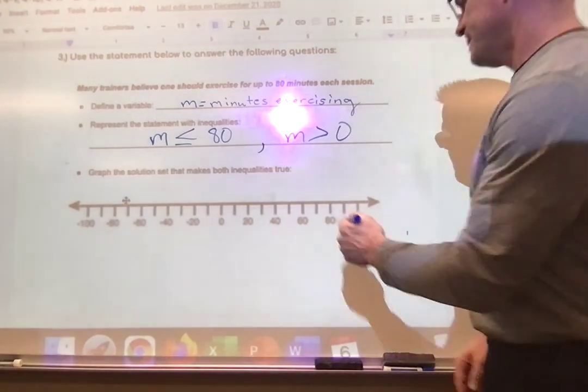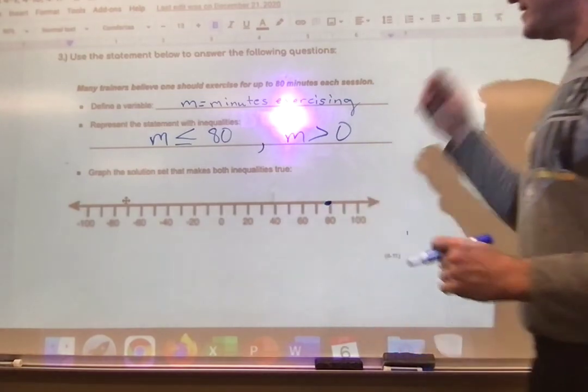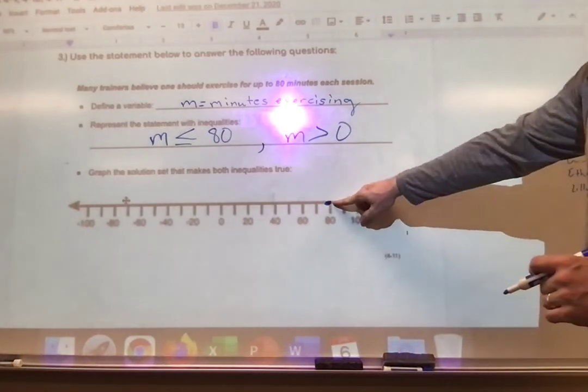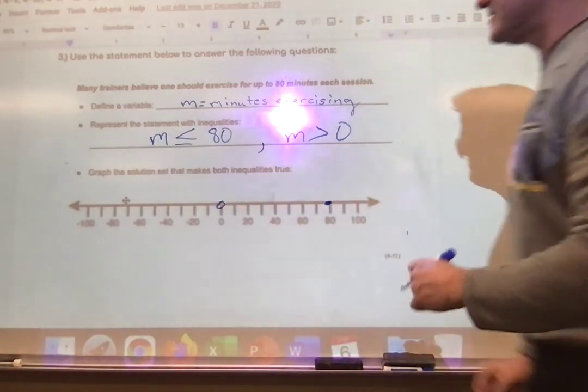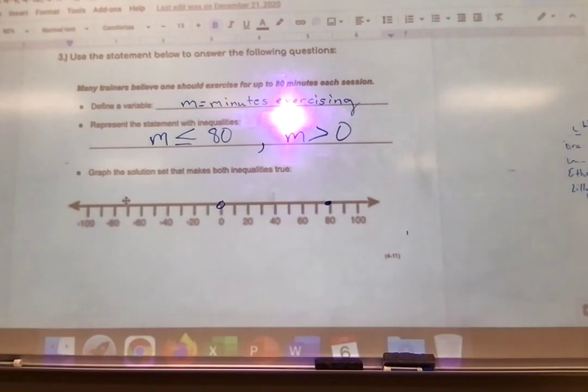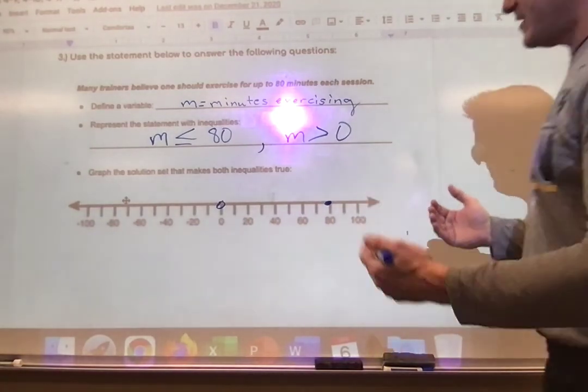So to graph that, I go to 80 minutes. It's up to 80 minutes, so that can be exactly 80 minutes. So I filled it in. Okay, so 80 minutes is included. I'm going to put an open circle on the 0 because in this case, it has to be greater than 0. You can't exercise 0 minutes. It's got to be greater than 0 minutes.